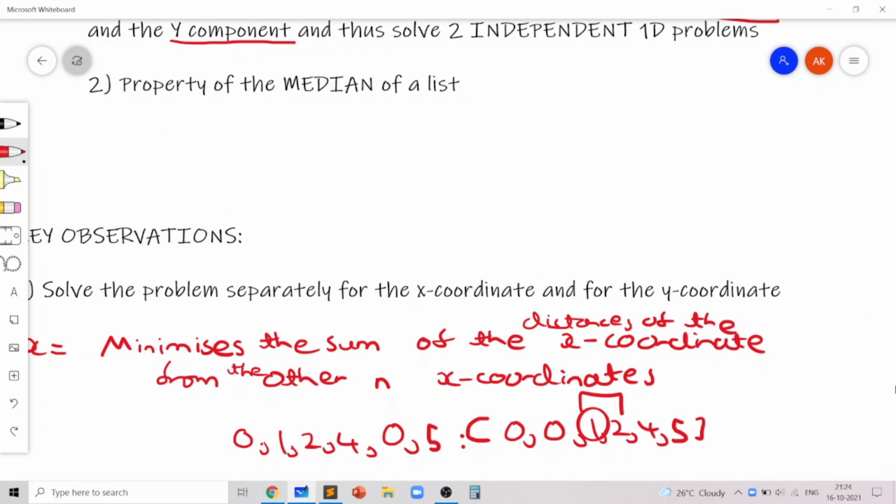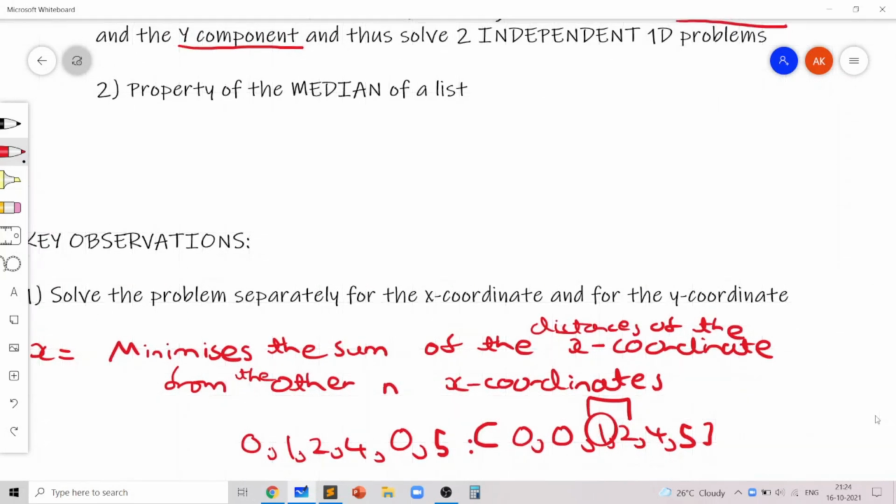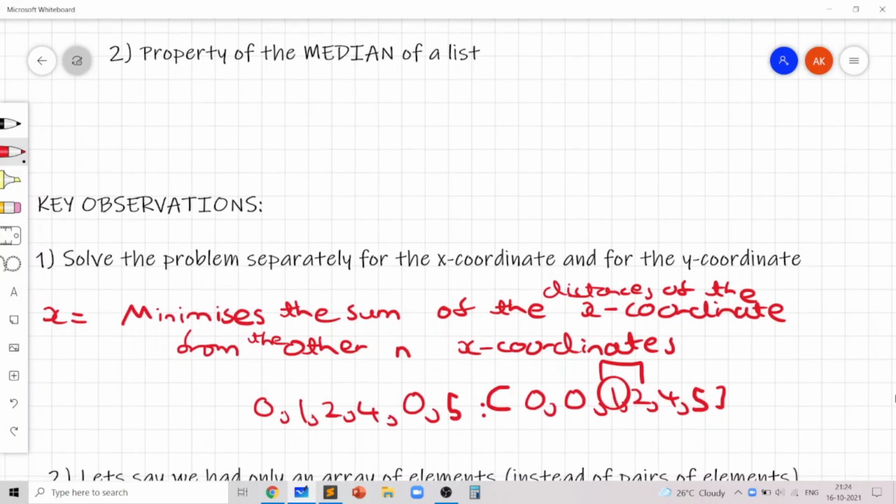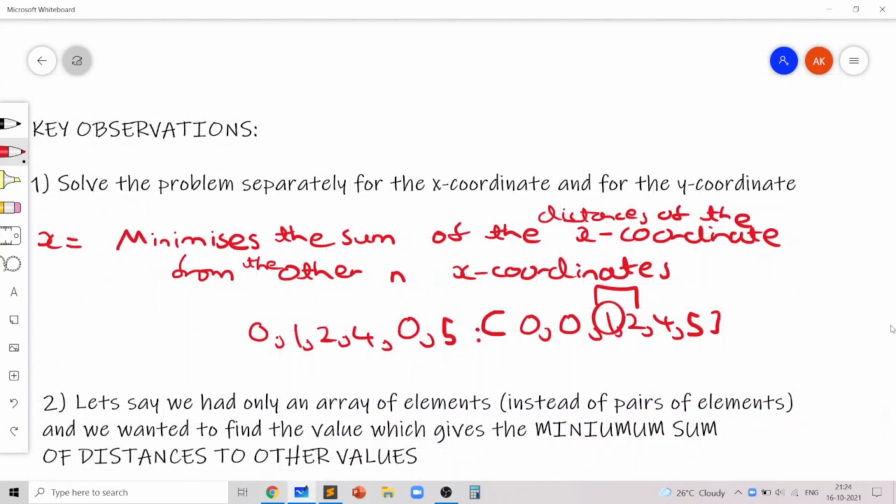So basically we just need to print the median of the x coordinates and the median of the y coordinates, and that's just going to be the (2n minus 1) by 2th value in the list. And that's the whole problem. Now I'll be explaining why this actually works, why the median minimizes the sum of the distances from the other n values. So let's try to prove this.